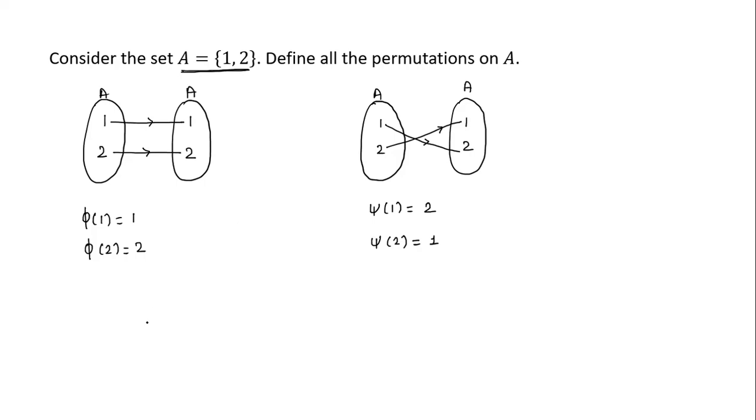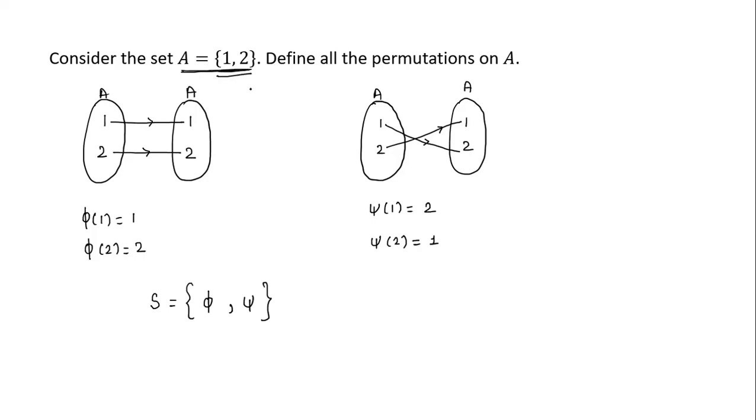So let me denote all the permutations which I can define on A by some set S. Then S will be equal to phi and psi, right? This is how I can define all the permutations on set A = {1, 2}.